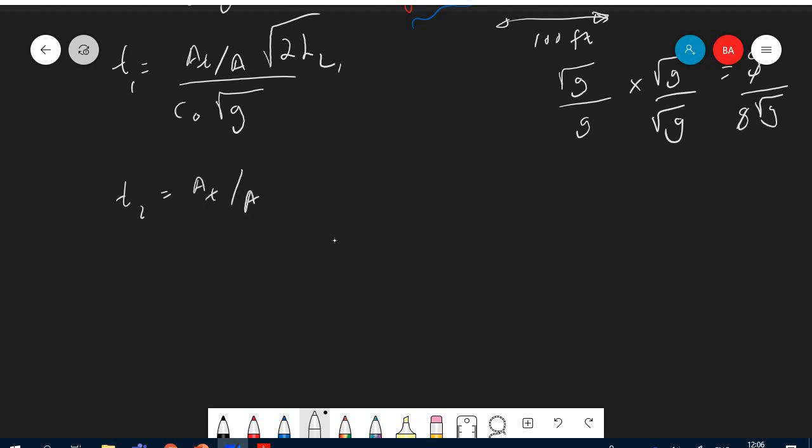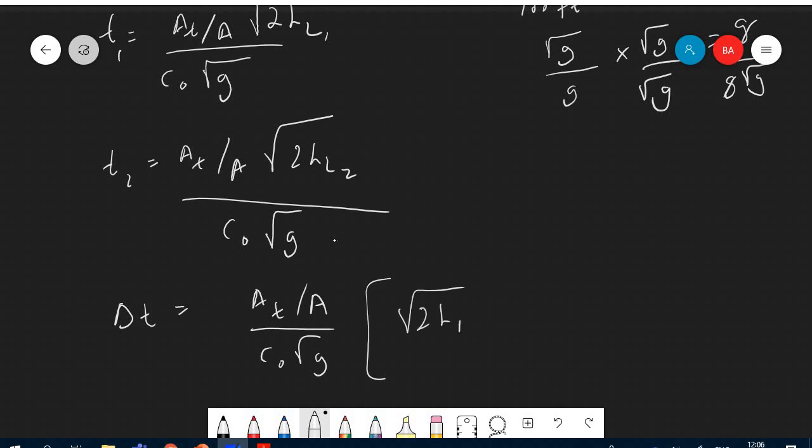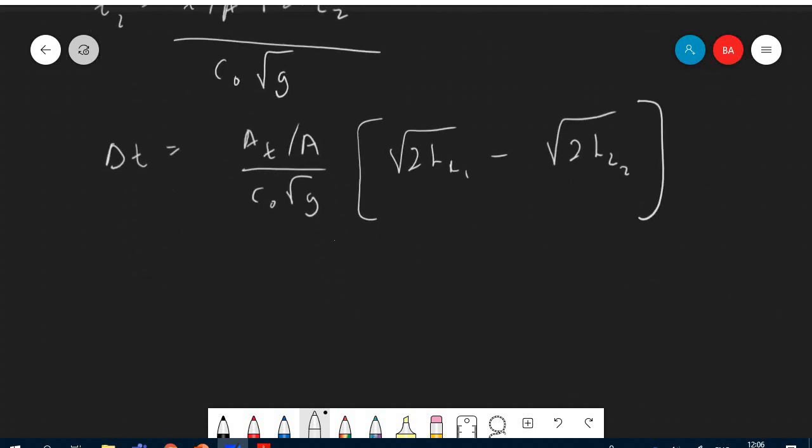So what I'm looking for here is, I have the time, delta T, right? And what I need to do here is to find out how much time it really takes to go from one position to another. So I have a T1 and a T2 as well. I'm going to put this as HL1, and then for HL2, and this is divided by C naught over G as well.